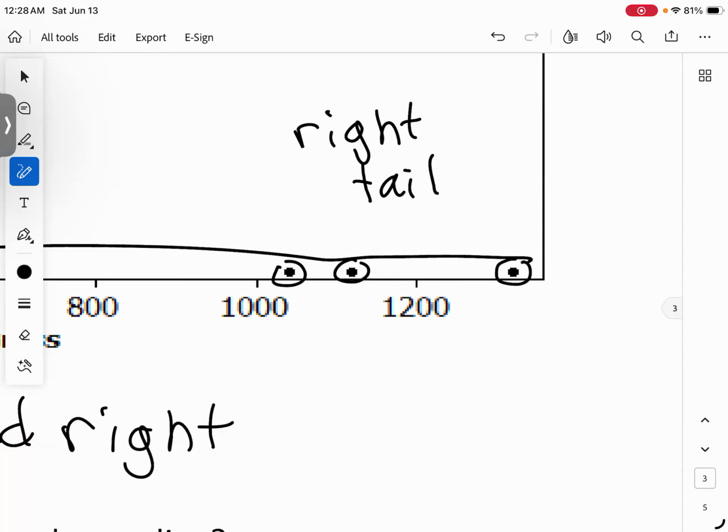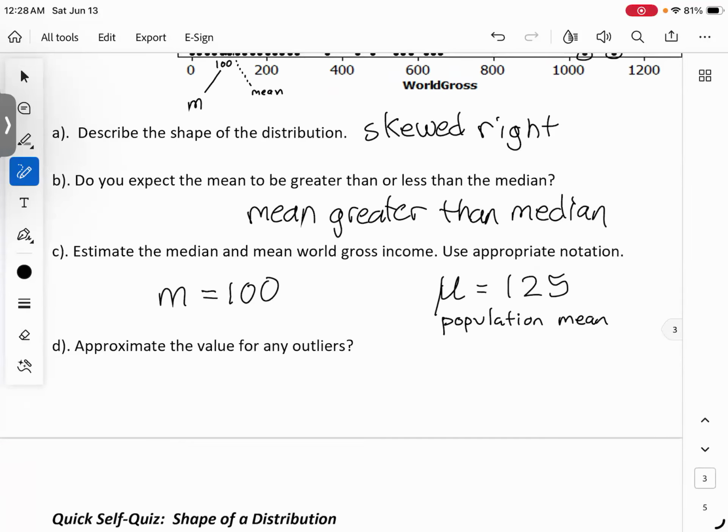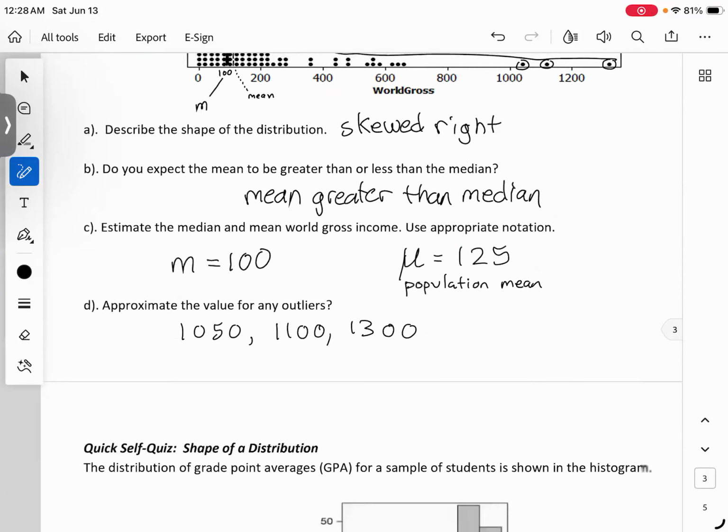All right, but here's what I went with. Hopefully you've taken a moment to try that for yourself. Pause the video if you need to, but here they come. I went with about 1050, 1100, and 1300. And if your estimates were pretty close to that, then good job. We're going to be happy. We're going to move on.